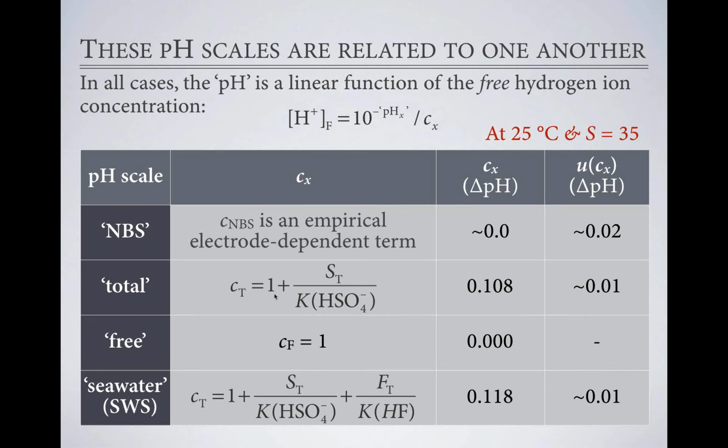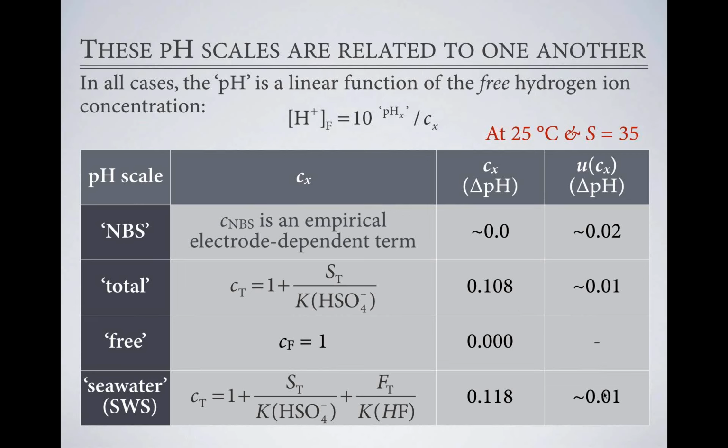If you want to calculate this term, it will have a value of about 0.1 expressed in a pH form, and the uncertainty is about 0.01. For the free scale, ideally this is equal to 1. It's almost a definition, so there's no real uncertainty. With the seawater, it's slightly different, about 0.01 different in pH, about the same uncertainty.